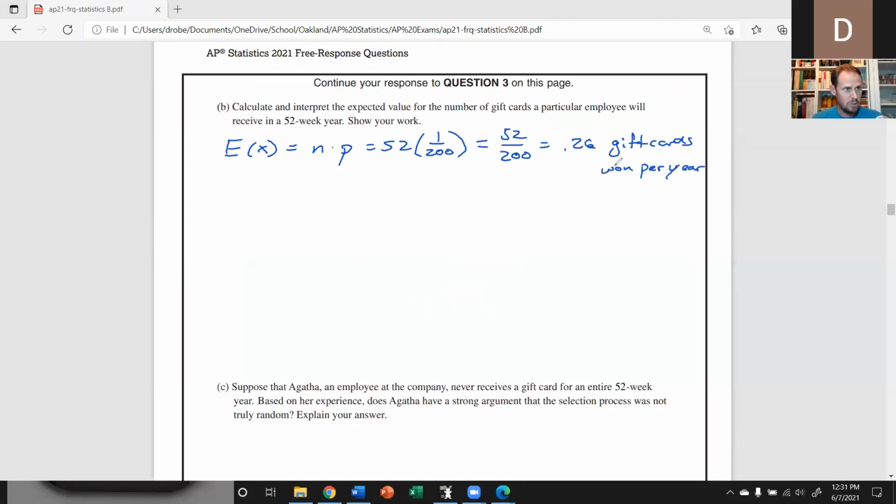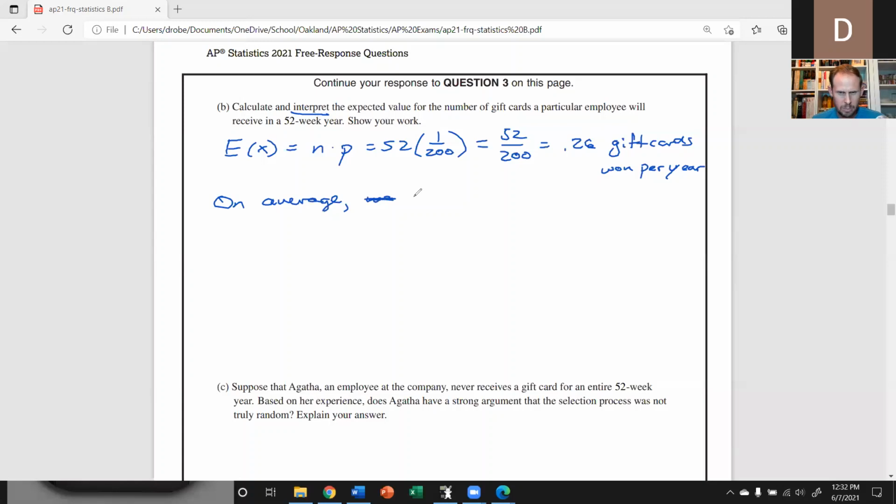So for each individual employee, their probability of winning is 0.26, or they're going to win on average 0.26 gift cards. And it says and interpret. So we did the calculating part. Now we want to do the interpret part. So this would be on average, because this is an expected value. And I mean, it's not possible to win 0.26 gift cards, is it? So this is what happens on average.